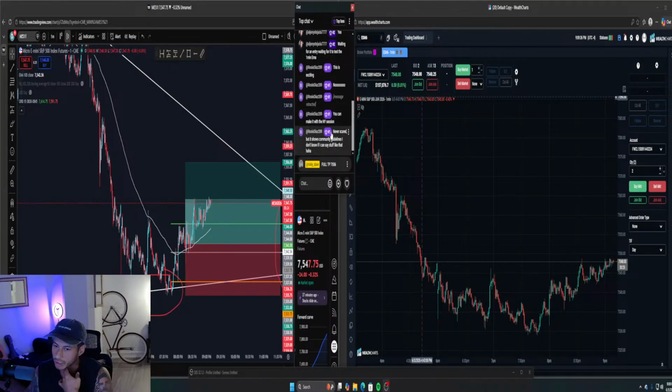Anyone else in the trade? Whoever's in the trade, comment in the chat. Say that you're in the trade. I know Rosie's in the trade. Anyone else in the trade?